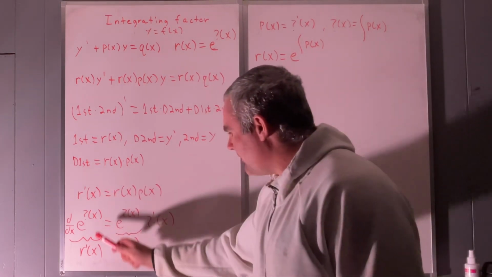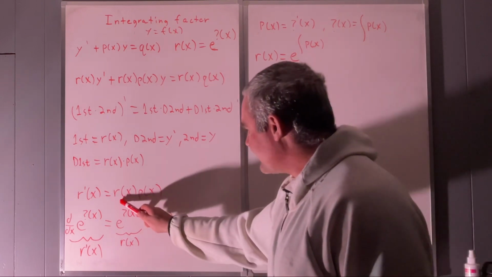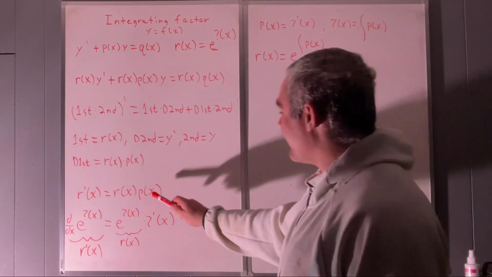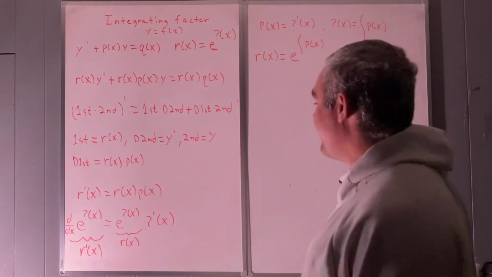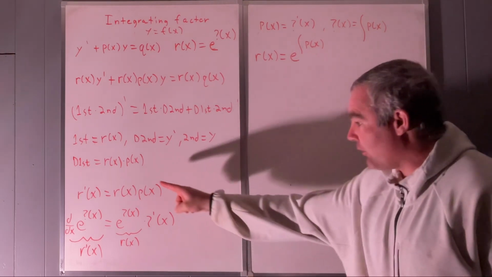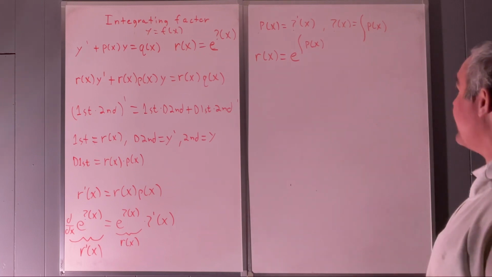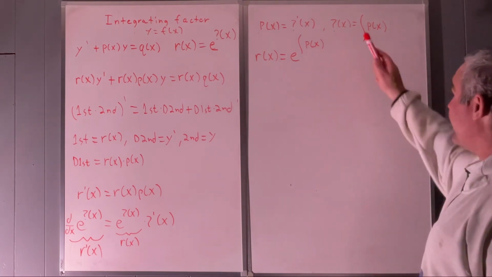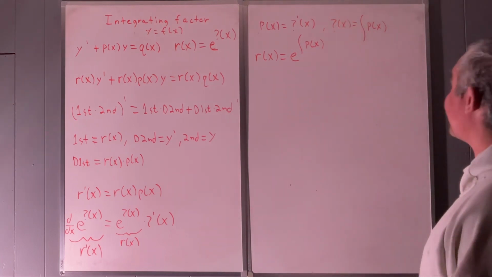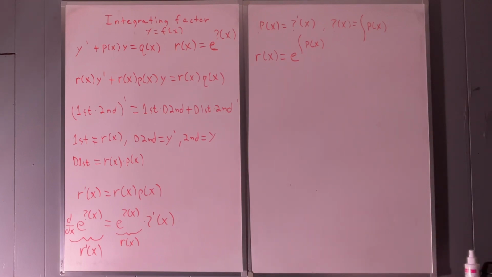Okay, so this part matches with that. This part matches with that. Therefore, this part must match with that. In other words, our p of x must be equal to question mark prime of x. Therefore, our question mark of x must be equal to the integral of p of x.